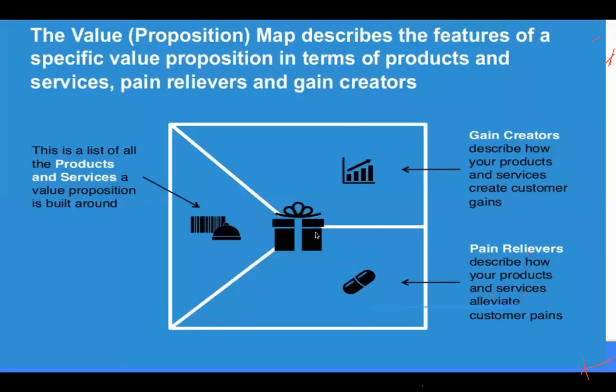Let me go to the other part. The other part is called the value proposition map. The value proposition map is where you add the value. This is a list of all the products and services. A value proposition is built around the one. This is called the products and services, gain creators, and pain relievers.